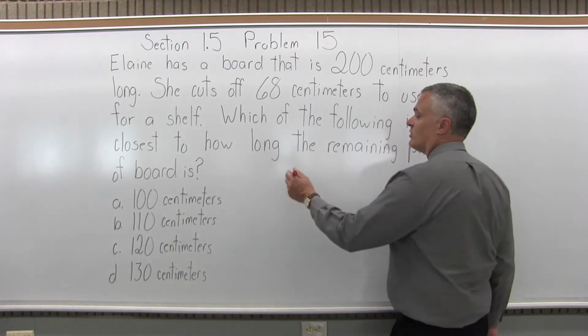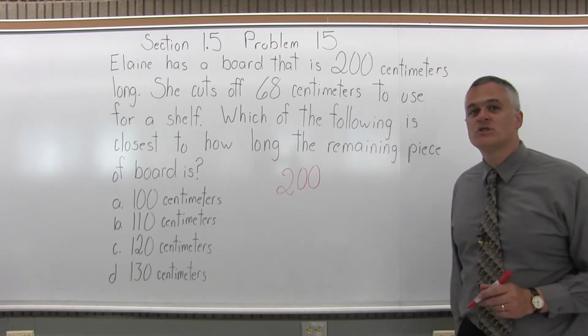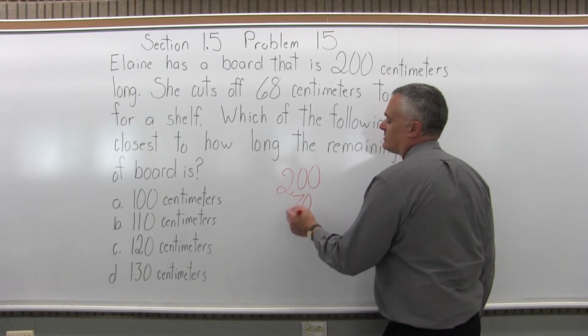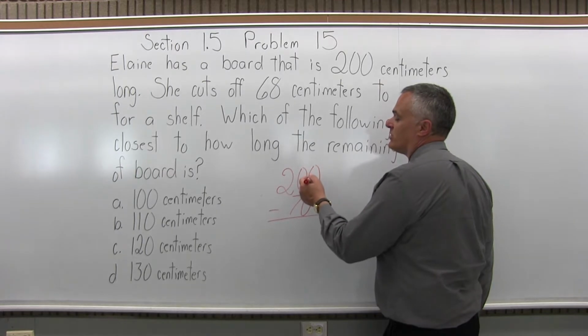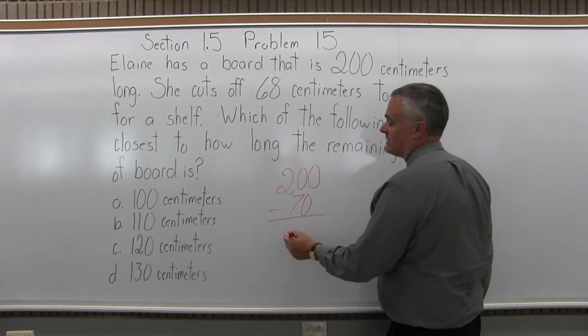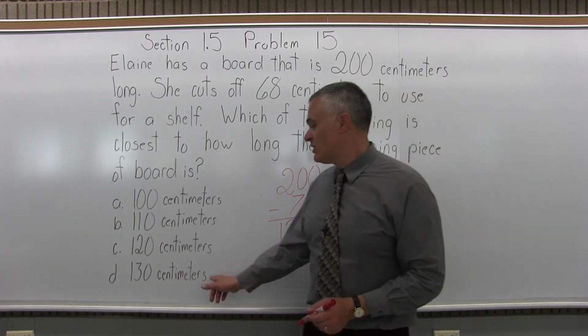So we start with a board that is 200 centimeters long. 68 centimeters is removed. So just as an estimate, that's pretty close to 70, which makes the math easier. So if you start with a board that's 200 centimeters long, you remove 70, or approximately 70, you're left with approximately 130, which is close to D.